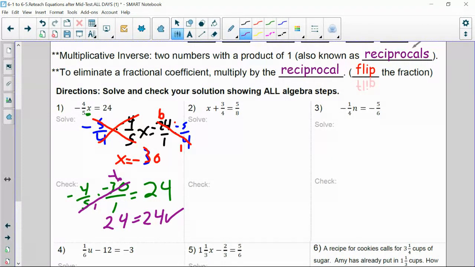Okay. All right, so that's one of our 1-steps. Here's another 1-step. Okay, that one, make sure you have common denominators with it.